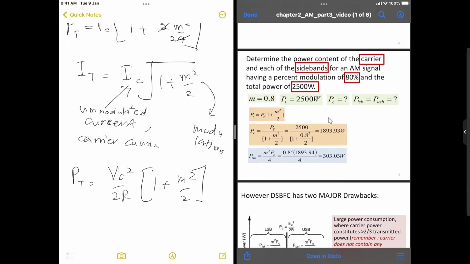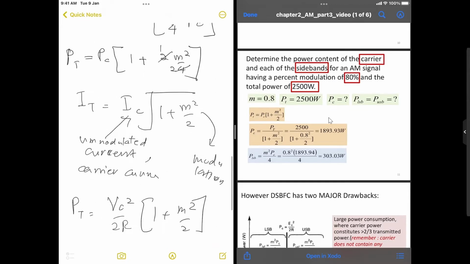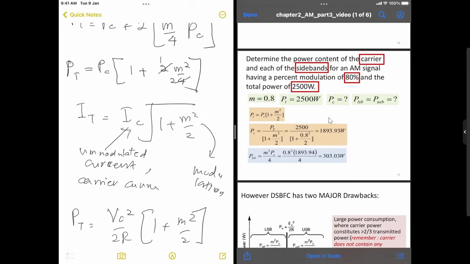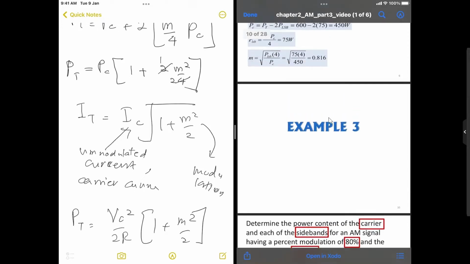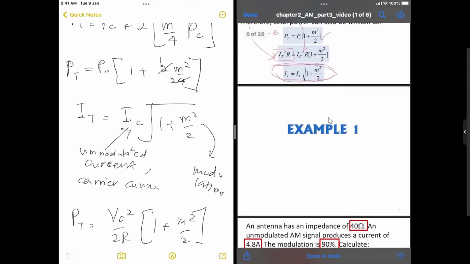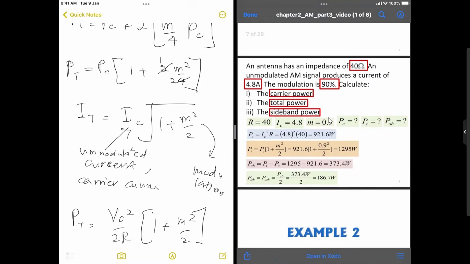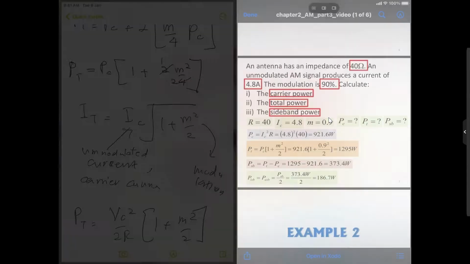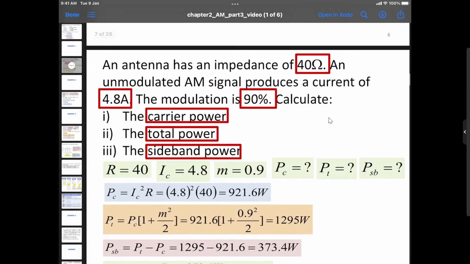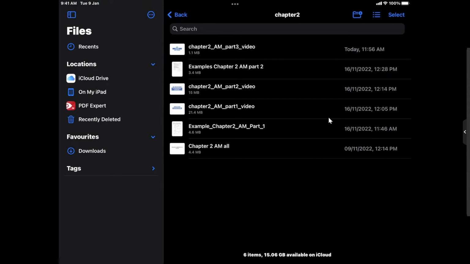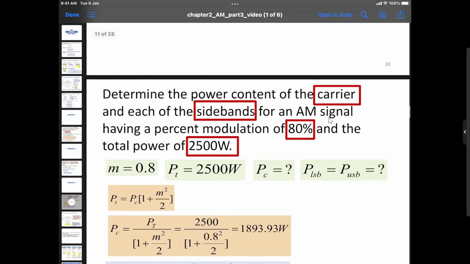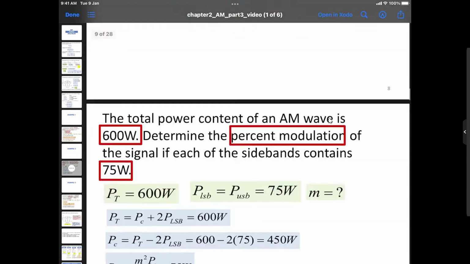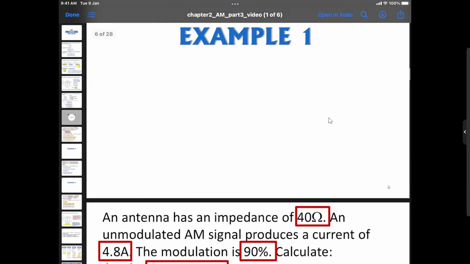Okay, so we have finished with the formula, how to calculate the power when we have the current, or how to calculate the power when we have the voltage. Okay, so we move into the example. Example 1.